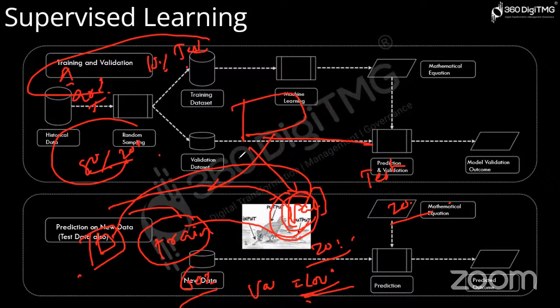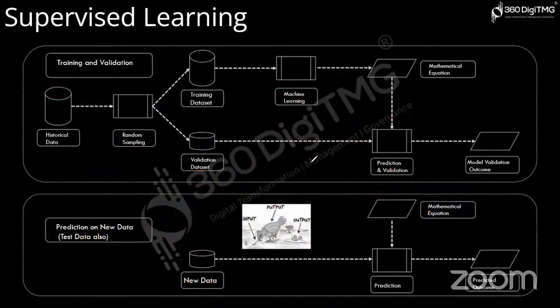To avoid that, we will be using the test data. It is completely new data. We'll supply the test data to check the accuracy of that particular model. In order to avoid leakage, we use training, validation, and testing, three parts we will be splitting. So this is how supervised learning works.